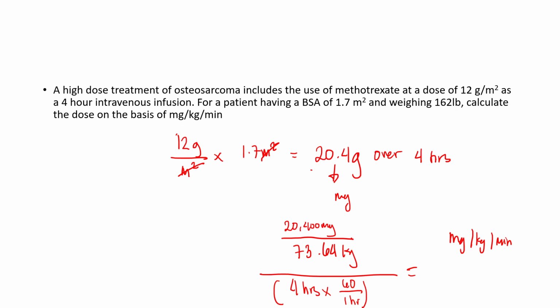20,400 divided by 73.64 divided by 240, so the dosing is 1.15 milligram per kilogram per minute. Okay, I actually had difficulty with this problem.